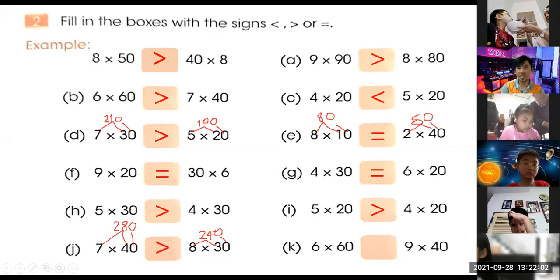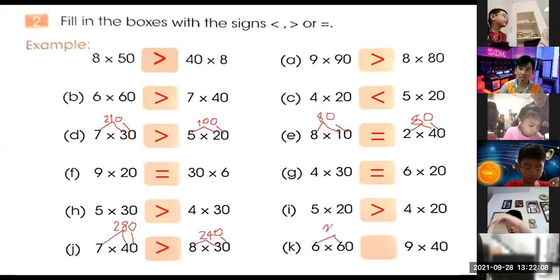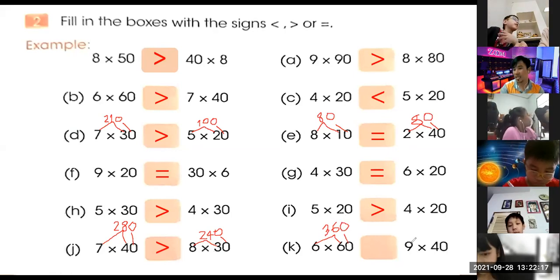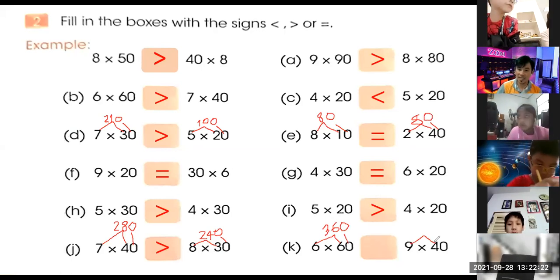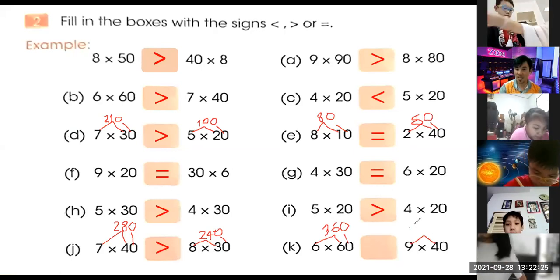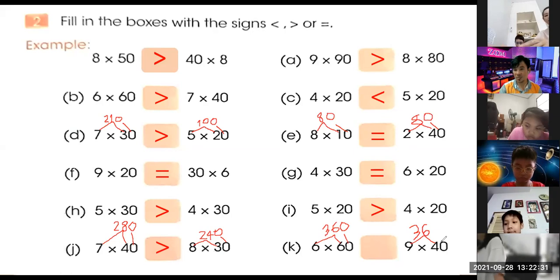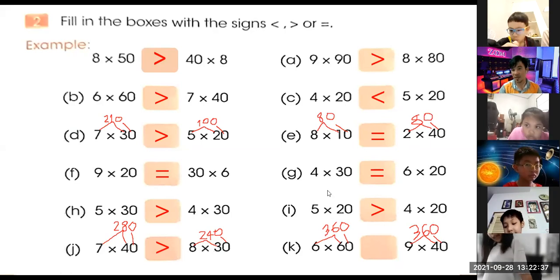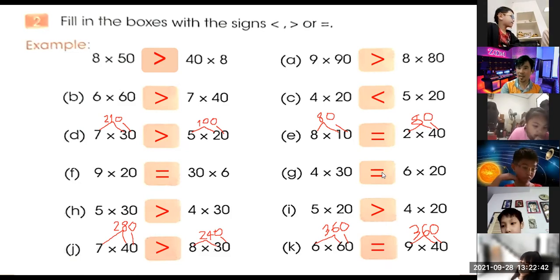Now here, 6 times 6. 6 times 6 is equal to 36, right? So just put 0. In here, we have 360. 9 times 4. So that is 9 plus 9 plus 9 plus 9. So 9 times 4 is 36. And then just put 0 here at the end. So we have here 360. So 360 and 360, they're equal.